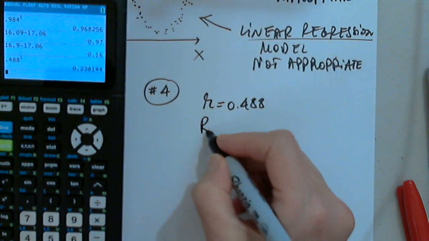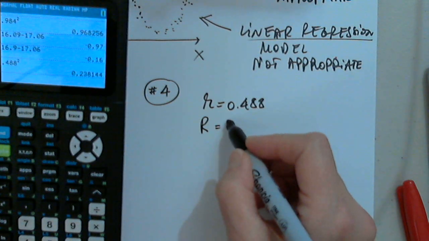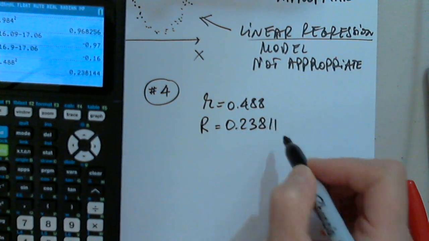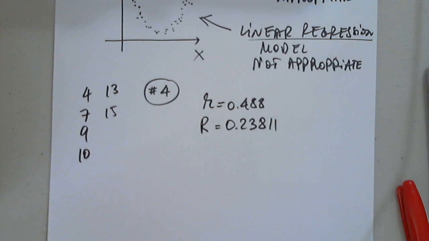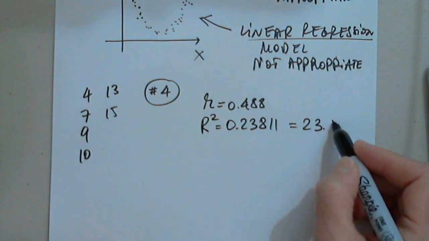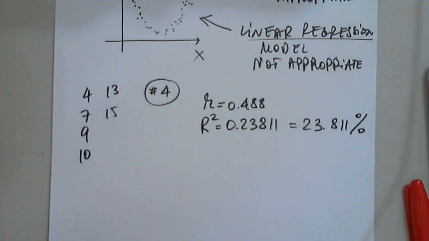So then R squared is 0.23811. Okay, which means 23.811% of the variability in the y values, in the response variable, is explained by the linear regression, the least squares linear regression line.